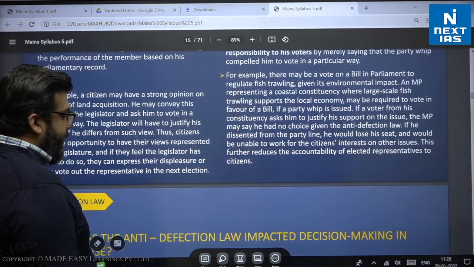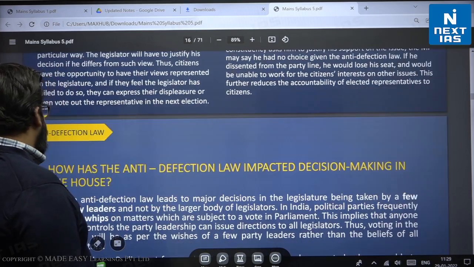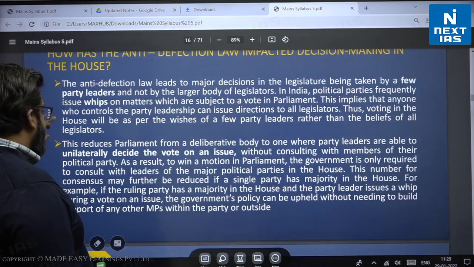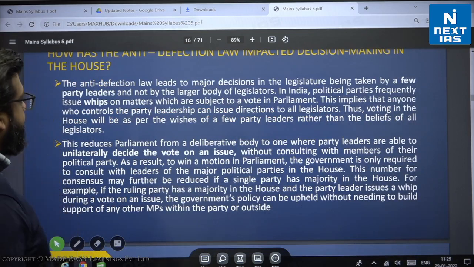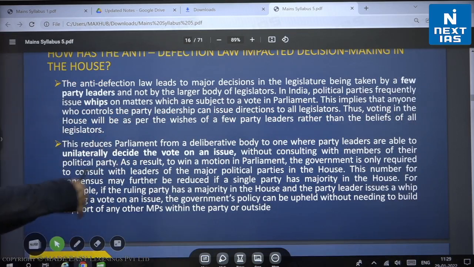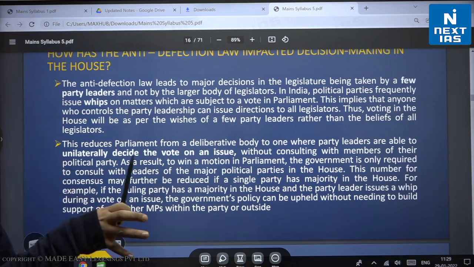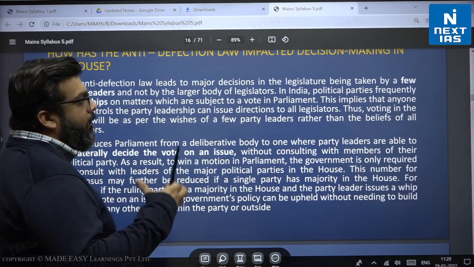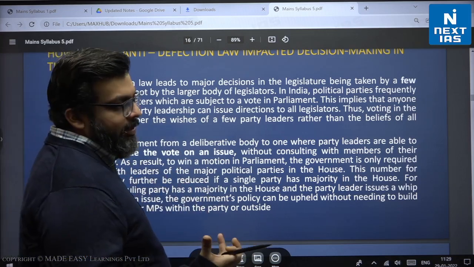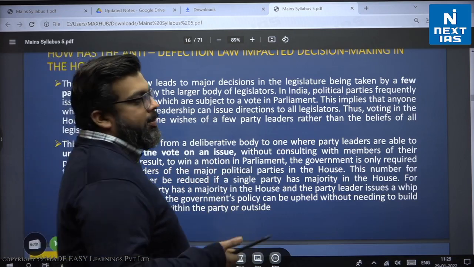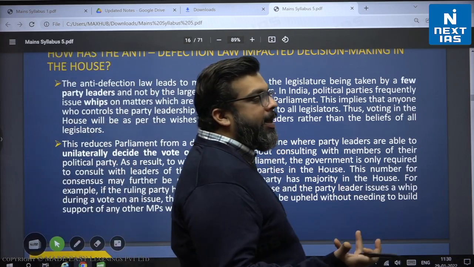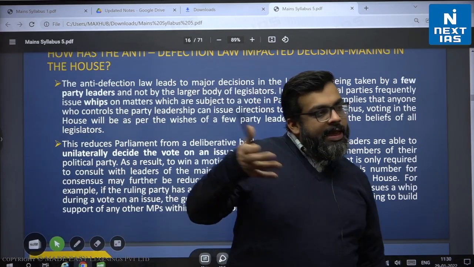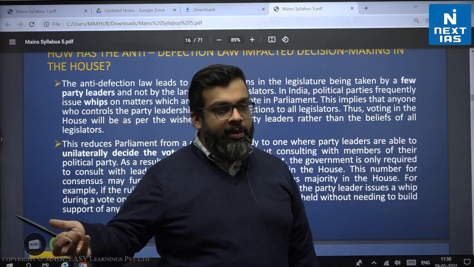Okay, now because of this, the last question that we have is, has it affected decision making in the house? Yes, it has. Because of the whole whip issue, political parties are frequently issuing whips. This means anybody who has leadership control, majority control, will control how the parliament functions, and that is one of India's biggest problems, that we are functioning like a parliamentary democracy, but in reality we are seeming like a presidential democracy.